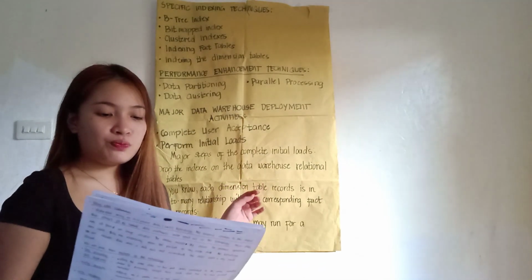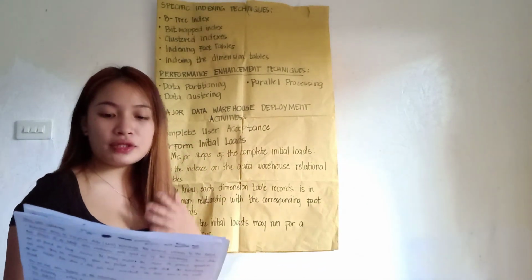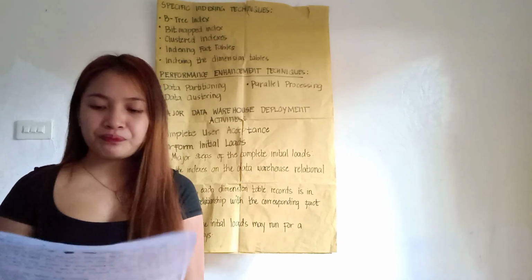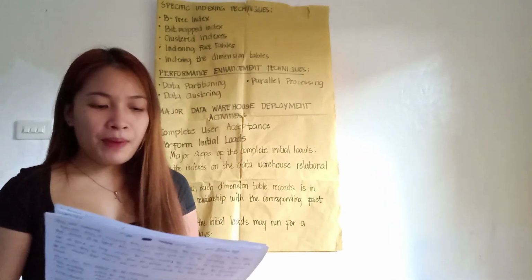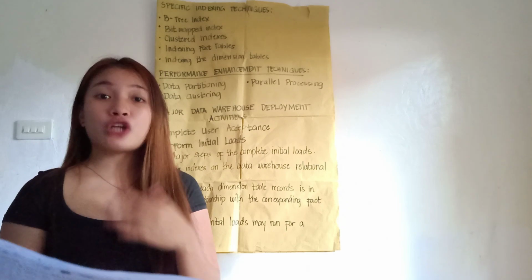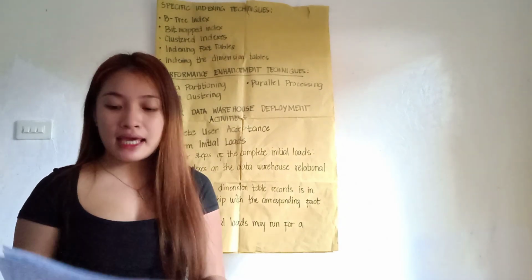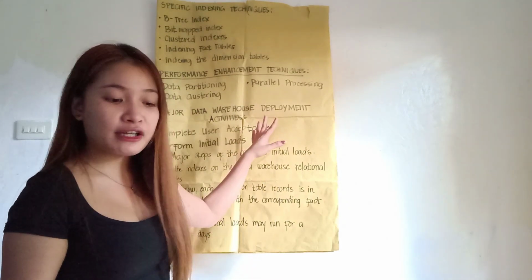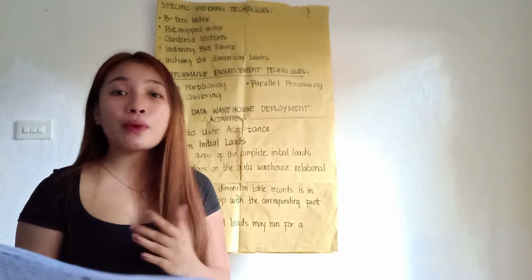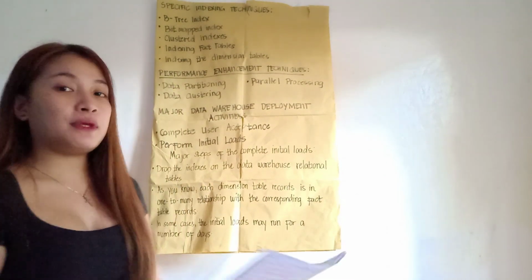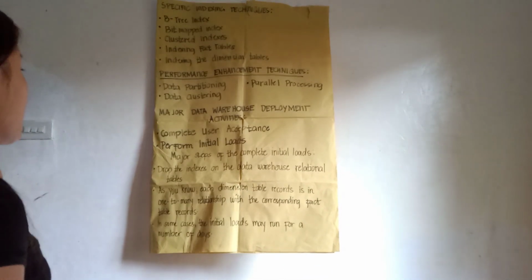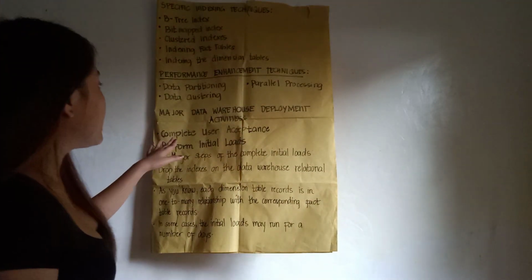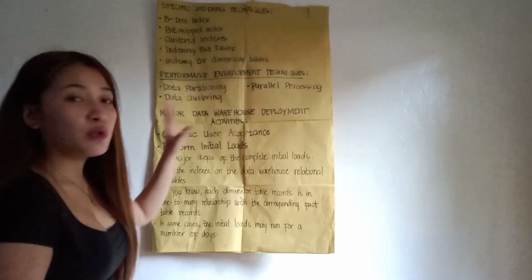The next is parallel processing, the last. This technique may be applied to data loading and data reorganization. But parallel processing techniques work in conjunction with data partitioning schemes. The parallel architecture of the server hardware also affects the way parallel processing options may be involved. The next topic will be the major data warehouse deployment activities.